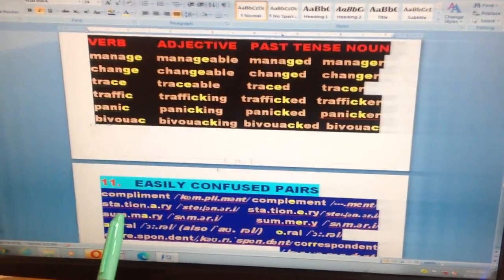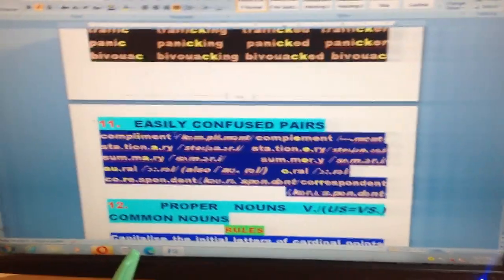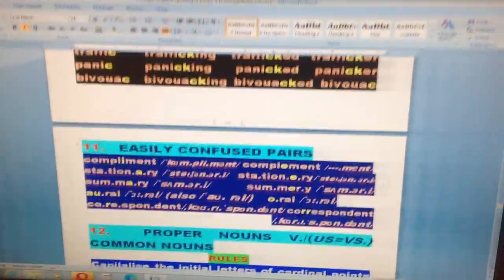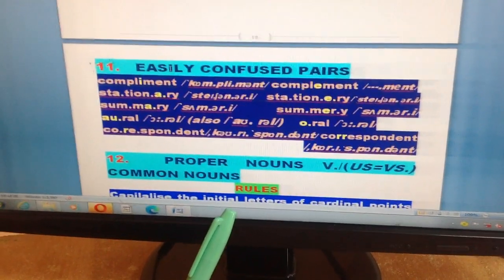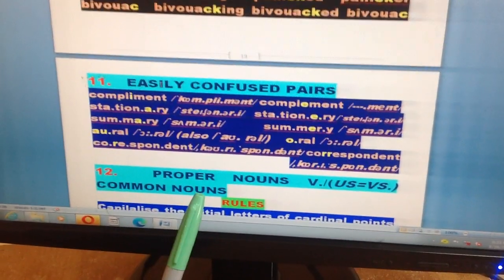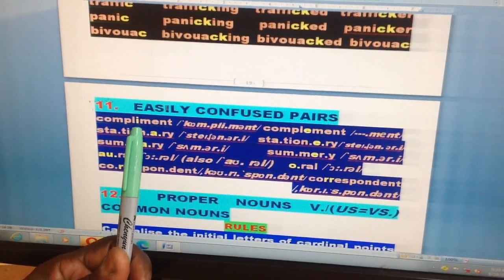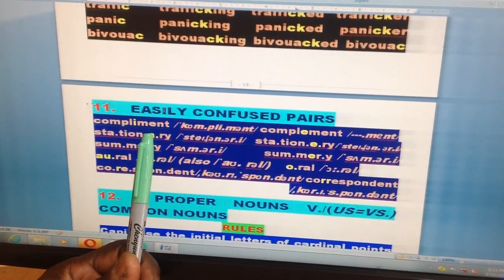Spelling tip number 11. These are easily confused pairs of words. You know, when we reach, for example, December, it is normally called a festive season. We have Christmas on the one hand, we have the New Year. So people say, compliments of the season. Which compliment is to be spelled? Is this complement or that compliment? Of course, it's this with I, compliments of the season.